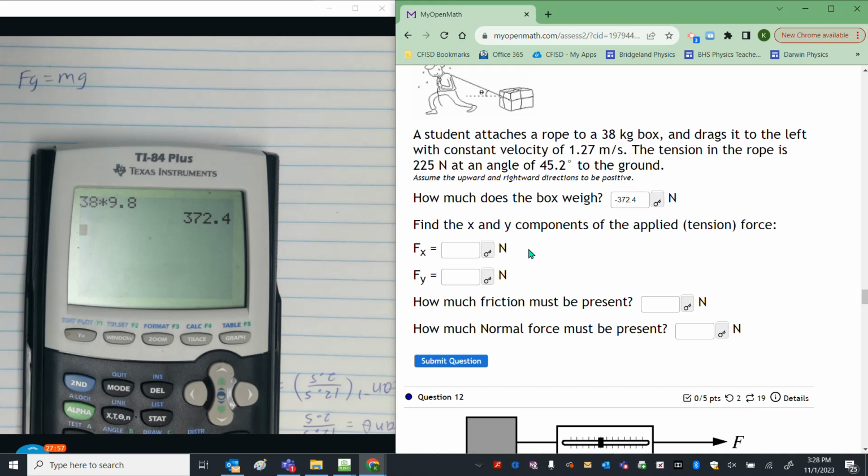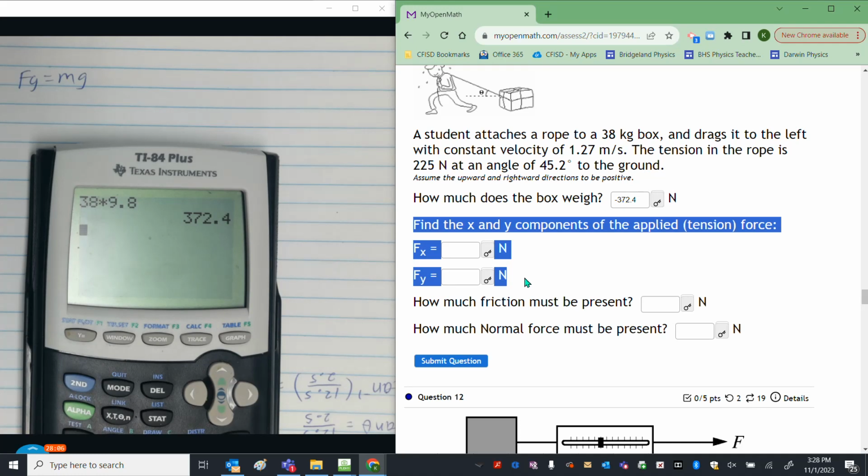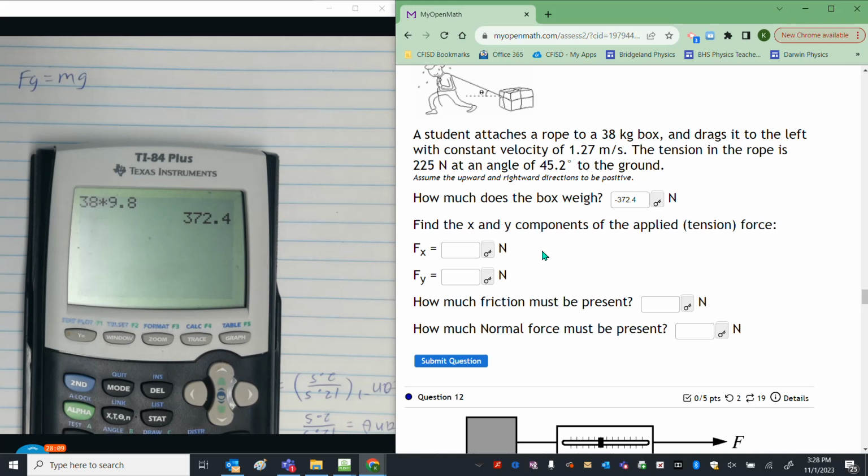The next piece says to find the x and y components of the applied tension force. Again, if you have a force applied at an angle, do this anyway. You need to. You need it for your diagrams, you need it to figure out what your net force is in the x and y direction, do it.